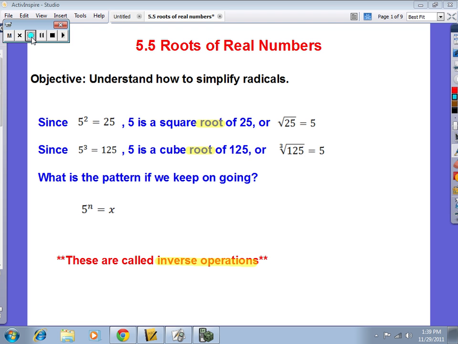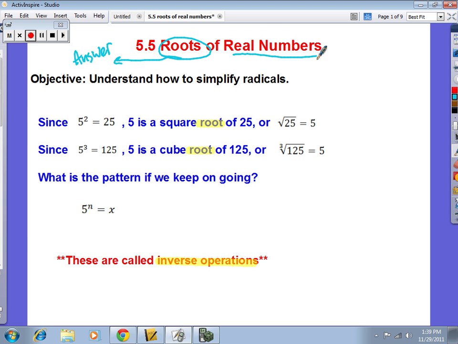Okay, roots of real numbers. Let's go real quick and explain what is a root. What's a root? It's kind of like an answer. A root is an answer.